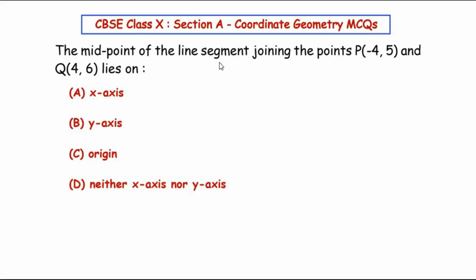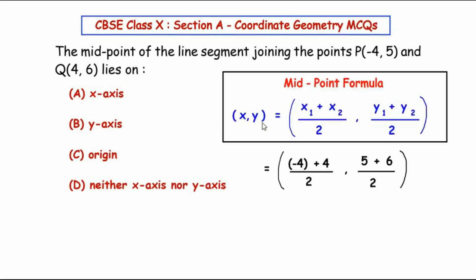The midpoint of the line segment joining the points P(-4, 5) and Q(4, 6) lies on. So for example, if we have a line segment PQ, in this we need to find out its midpoint, that is a point which is exactly at the center or in the middle of the line segment. So to find out the coordinates of the midpoint, we have a formula: (x, y) = ((x1 + x2)/2, (y1 + y2)/2).